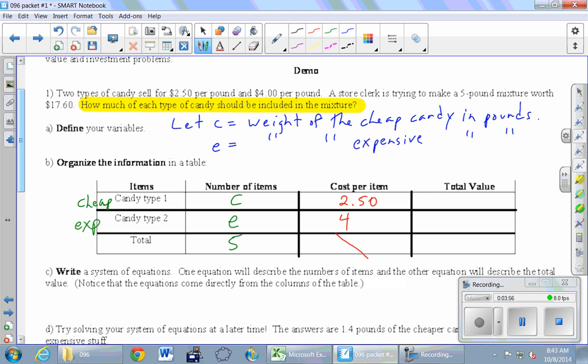Total value. Let's go over to this last column. Here's the idea. If we set these tables up in a consistent way, then we're going to have multiplication equaling the final column. Let's make sure we believe that. Let's look at this row right here. How much does each pound of expensive candy cost? $4, and we are buying E pounds of it. So like if you buy 3 pounds of it, then how much does that cost you? It's 12, right? It's 4 times 3 or 4 times E. So 4 times E is what goes over here. The total value, the worth of that expensive candy is 4 times E.